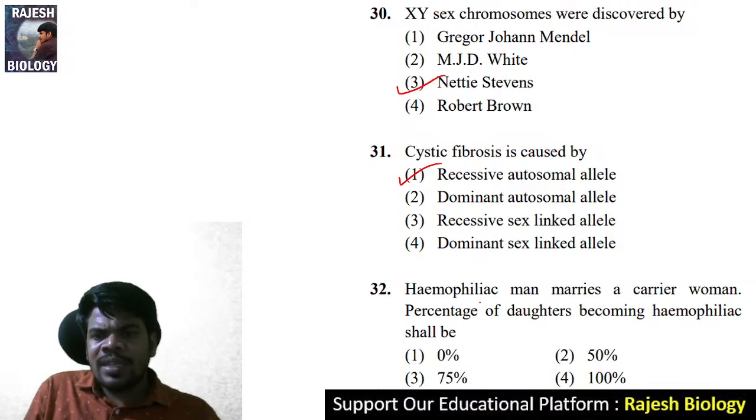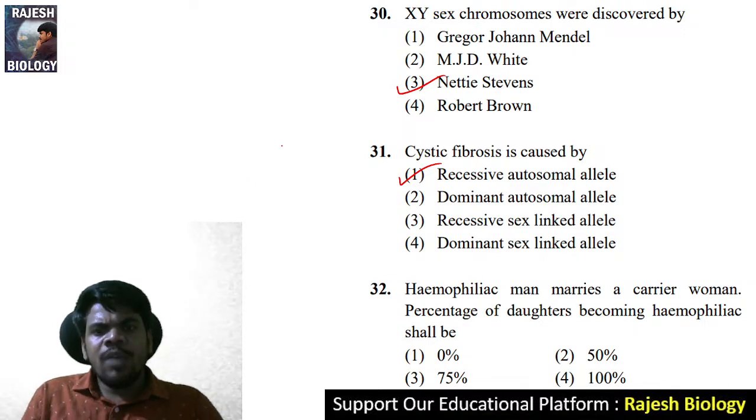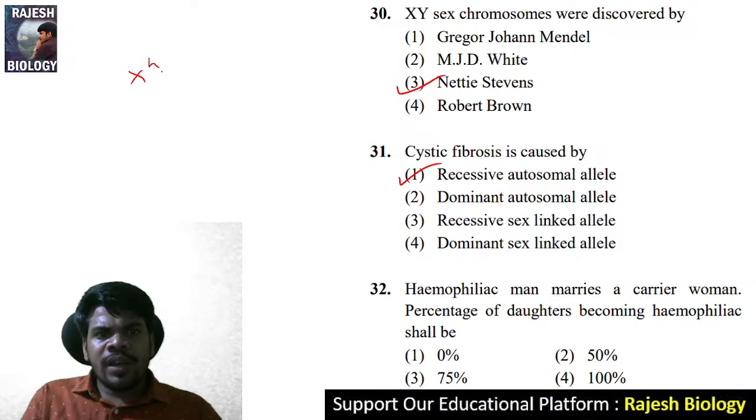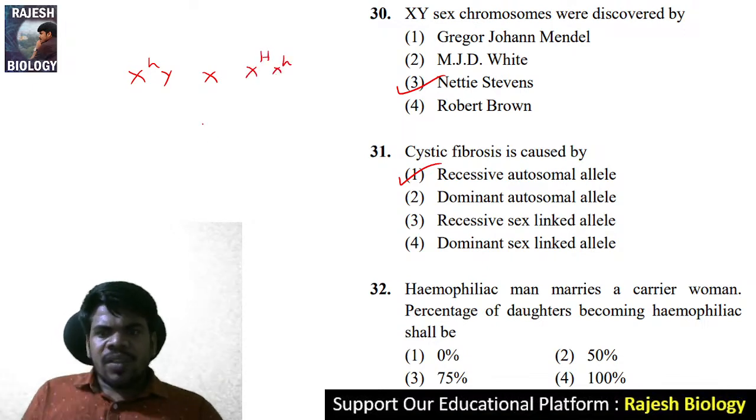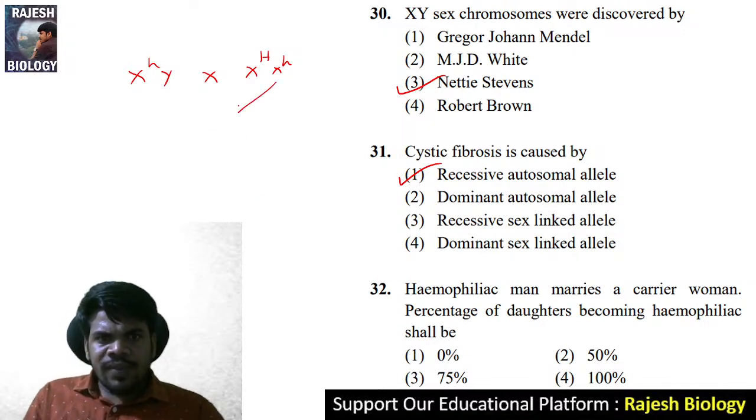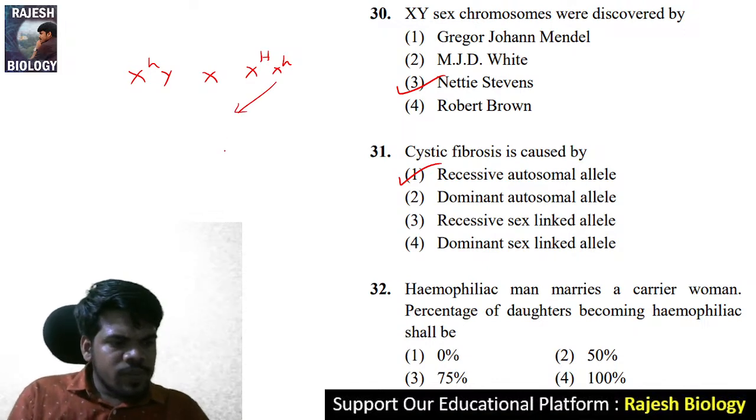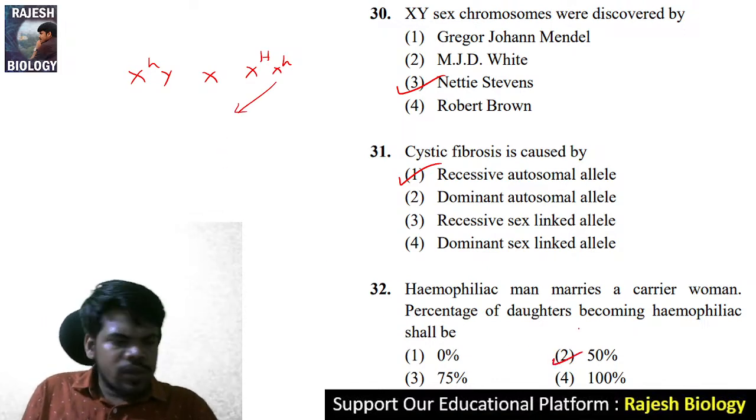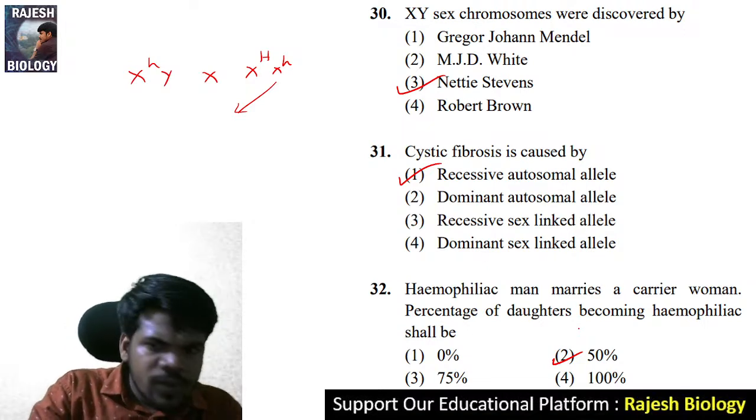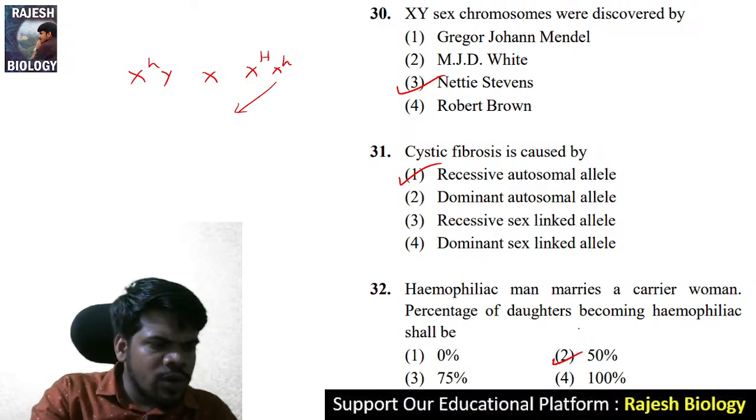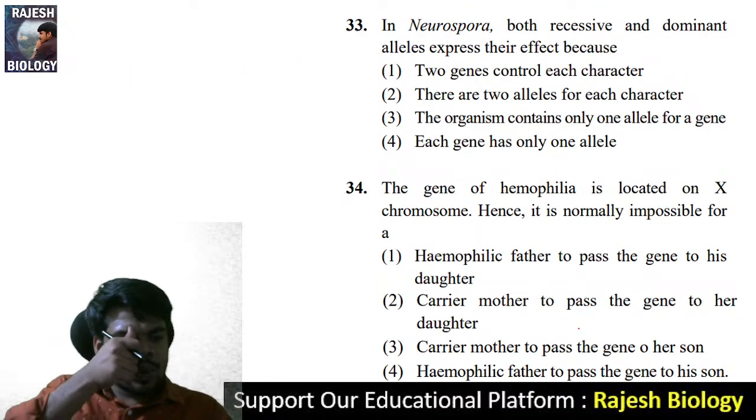Hemophilic man marries a carrier woman. Percentage of daughters become hemophilic shall be. Hemophilic man is an X-linked recessive character. So here it is like this. And he marries a carrier woman. That carrier woman is like this. Okay. The percentage of daughters becoming hemophilic is a 50% chance. Okay, so the right answer is what? 32, 2. No, it is not 0%, it is 2%. Very good, Jnaneshwari. Come to the 33rd question.